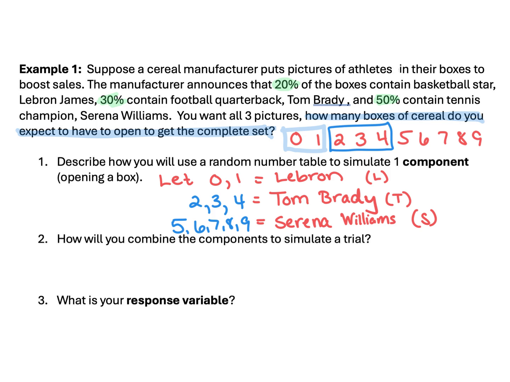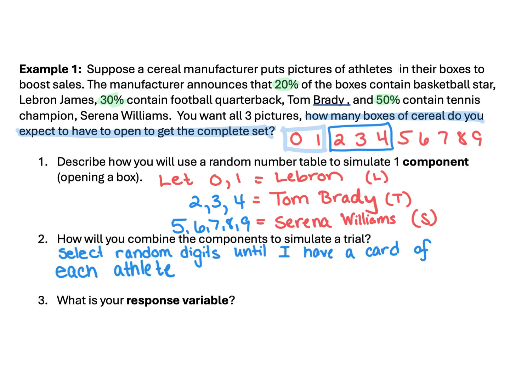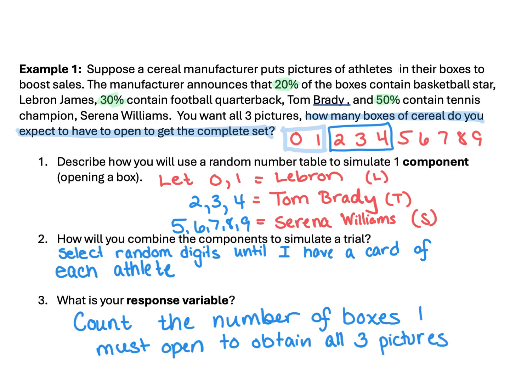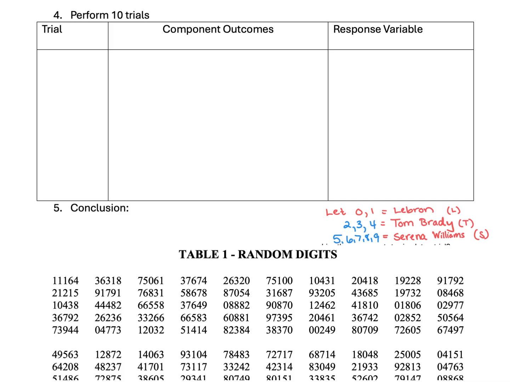How will you combine the components to simulate a trial? I'm going to simulate a trial, meaning I will select random digits until I have a card of each athlete. And then the response variable, what is it I'm measuring or trying to figure out at the end, is the number of boxes I must open until I've obtained all three pictures. So let's actually run the trial. On here it says let's run it 10 times. I'm going to show you just 2 using the random digit table.